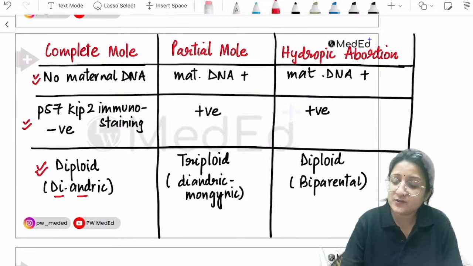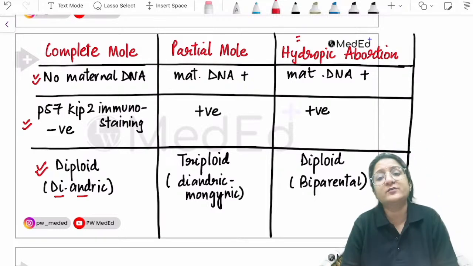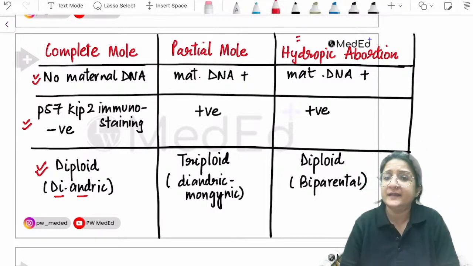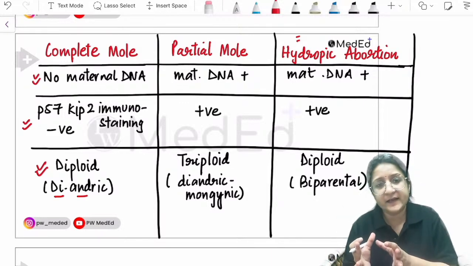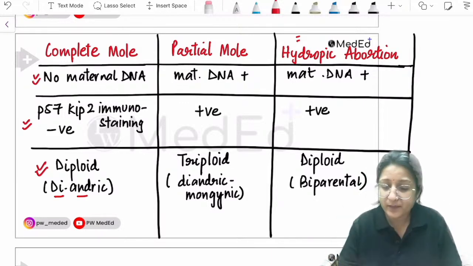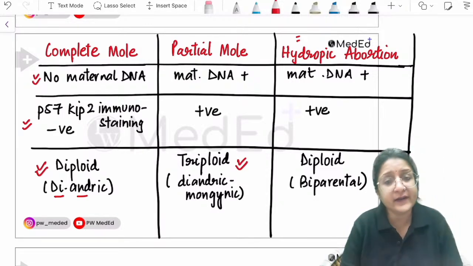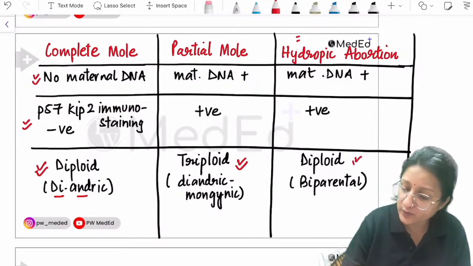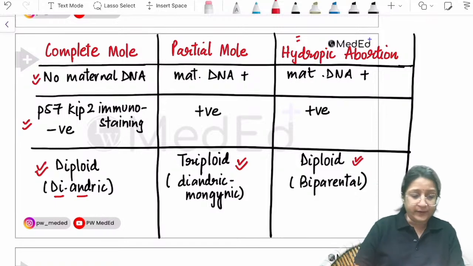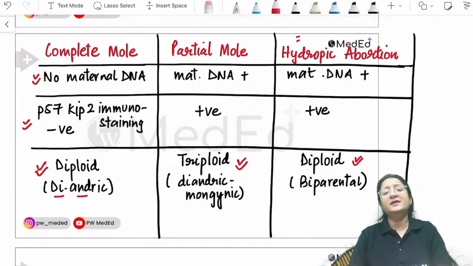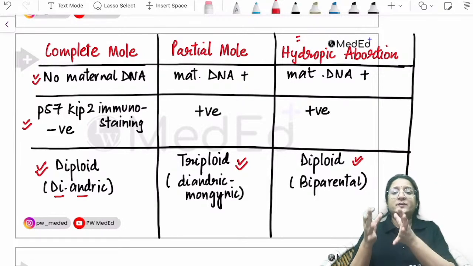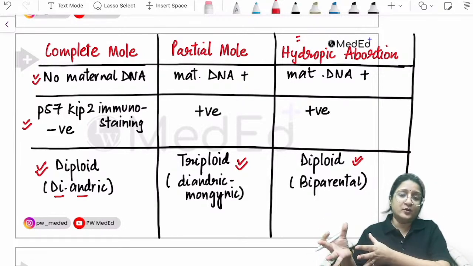Partial mole as well as hydropic abortion, they both have maternal DNA. They both are P57 KIP2 immunostaining positive, but partial moles are going to be triploid and hydropic abortions are going to be diploid. So that's your distinction between complete mole versus partial mole versus hydropic abortion.